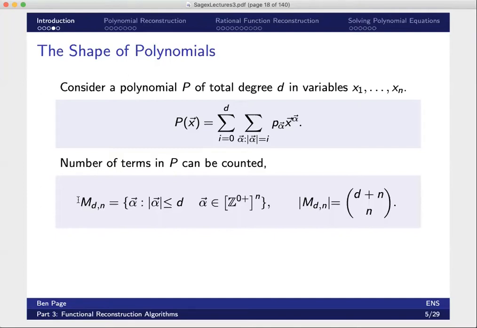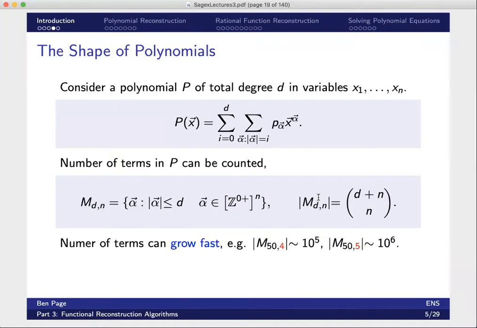So if we set up the set of all exponents with a total degree of less than or equal to d, we can ask how big this set is. And the set's cardinality, for up to degree d in n variables, is d plus n choose n. One thing to take note of here is that this cardinality, the number of monomials involved, can grow quite quickly.